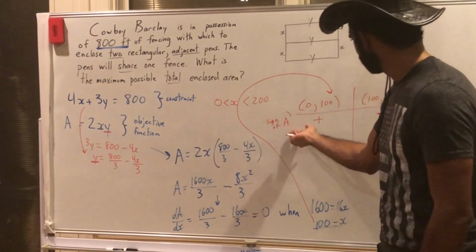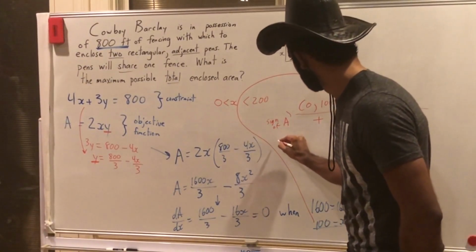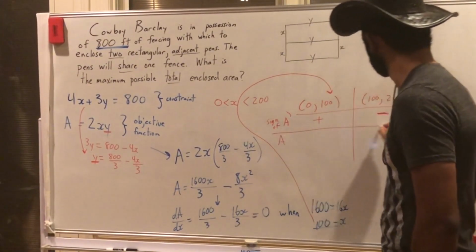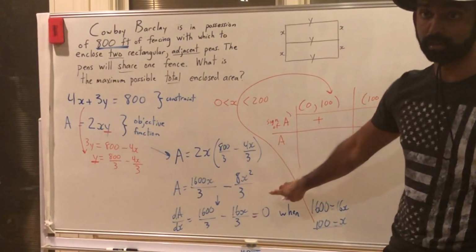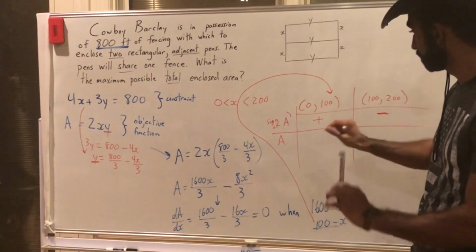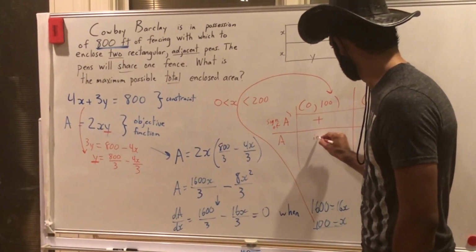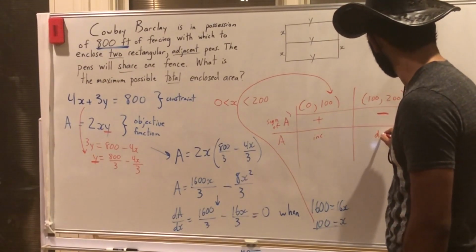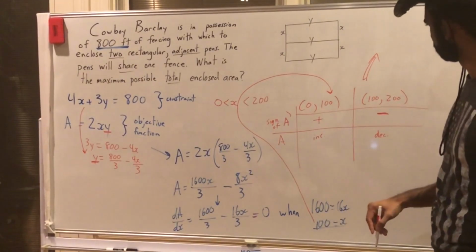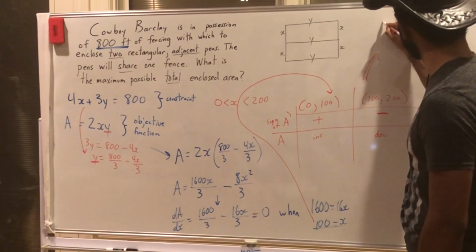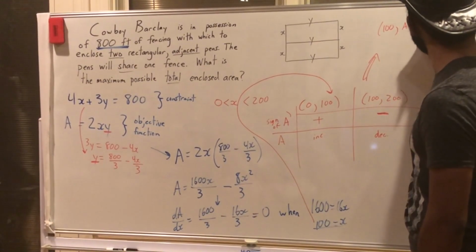And if the sign of A prime is positive for the first interval and negative for the second, then what A is doing, if you want to be more precise about it, and we're not dealing with any vertical asymptotes, we don't have that complication, so we can safely say it's increasing from 0 to 100 and decreasing from 100 to 200. Increasing to decreasing implies we got ourselves a relative maximum at 100, A of 100.